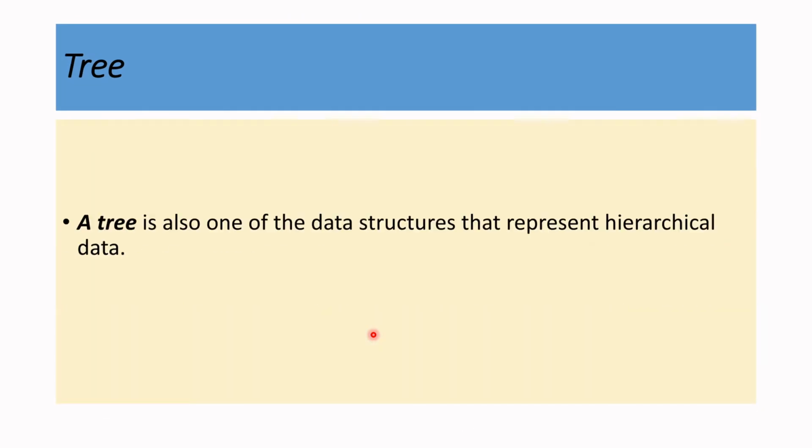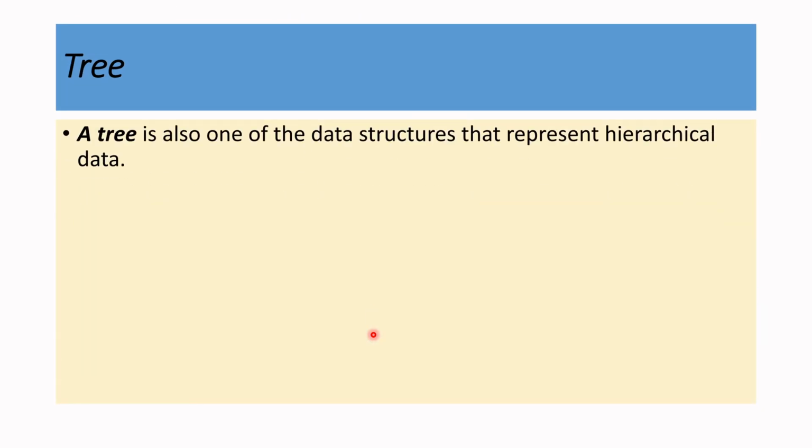Now understand first what is a tree. A tree is also one data structure that represents hierarchical data. Not a linear data structure like array, linked list, stack, queue, but a tree is a hierarchical data structure.